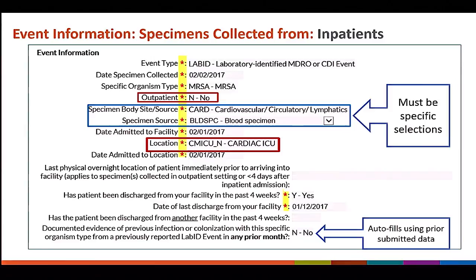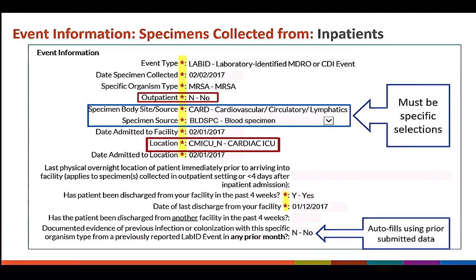If you have a positive on March 1st, let's use that example again, and another positive on March 15th, that field will read no. Once the month of March is completed, perhaps you have another in April, that field will change and it would all auto-populate to read yes.